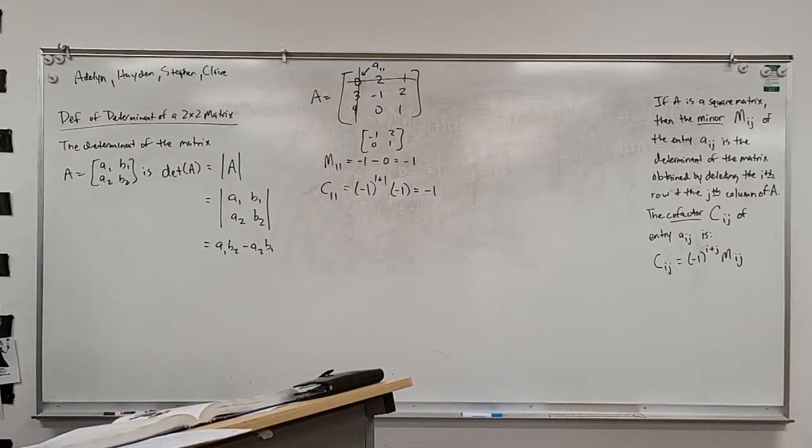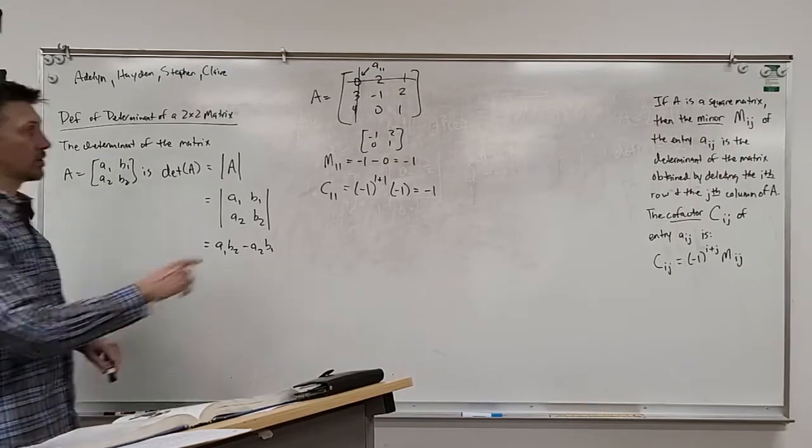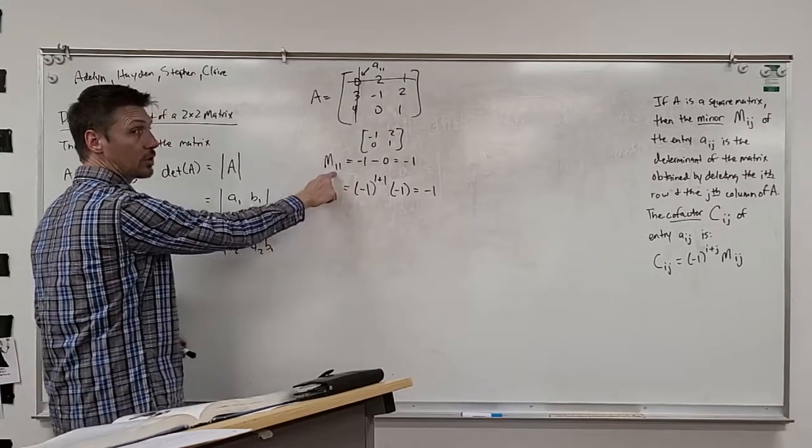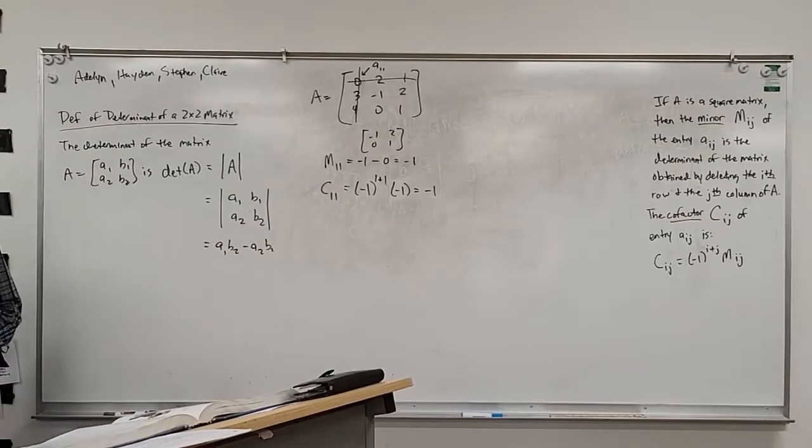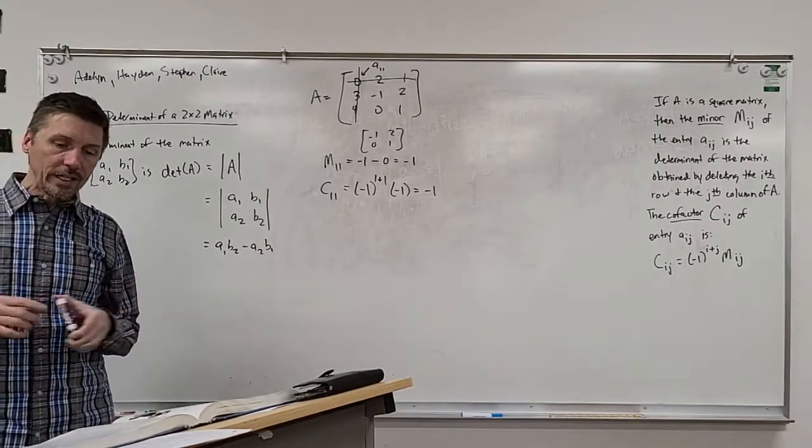Yes? Where's the 1 plus 1 from? From this. That we're at entry 1, 1. Okay, so if it was like entry 1, 2, you do 1 plus 2. Okay. So then it would be a negative. Then the sign would flip-flop. Okay? So you do that for each of these guys.